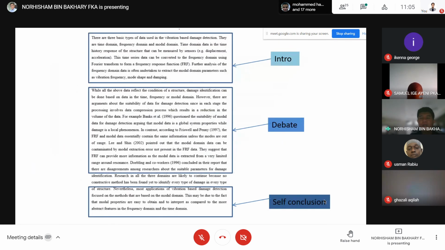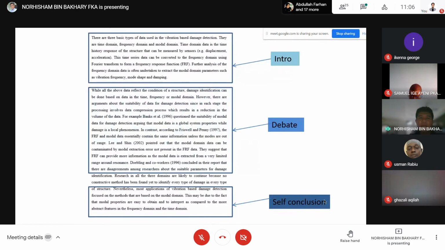All right, so I plan my writing so that if I like to discuss something, I always give the intro, and then I give the debate, and then I give my own self-conclusion. Okay, let me read this for a while. As I mentioned to you just now, this is the earlier part of the chapter where we talk about data or the conventional method.